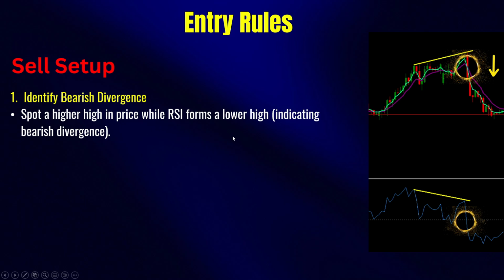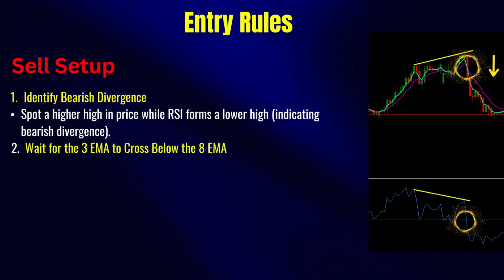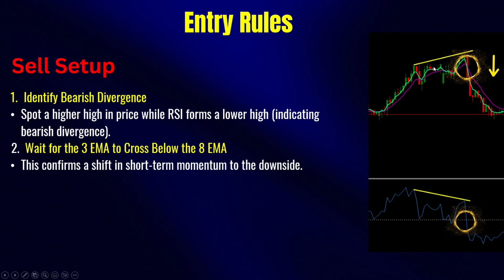So spot a higher high in price, like this over here, and RSI forms a lower high, indicating bearish divergence. Next step will be to wait for the 3 EMA to cross below the 8 EMA. So we do see the 3 EMA is crossing the 8 EMA over here after this candle. So that confirms a shift in momentum to the downside.